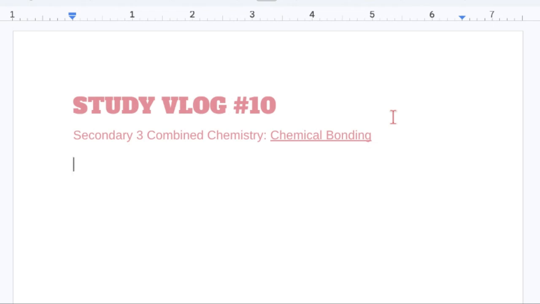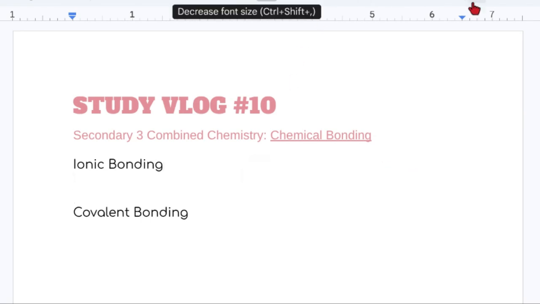Okay? For today, as we can see here, we will learn about chemical bonding. There are two types of chemical bonding that we learn in Sec 3 combined chemistry. The first one is ionic bonding, and the second one is covalent bonding. These two are highly likely to be tested during your WA2 or your test. So let's start with ionic bonding.